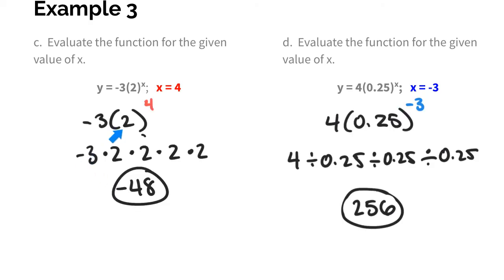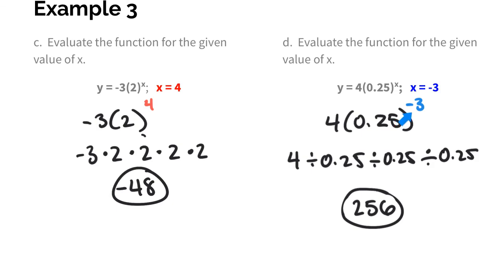All right, first example here, negative 3 times 2 to the fourth means I'm multiplying negative 3 by 2 four times, so I would get negative 48. Notice here my a value is negative. That is okay. Again, my a value, my input, those can be negative. My b value cannot.